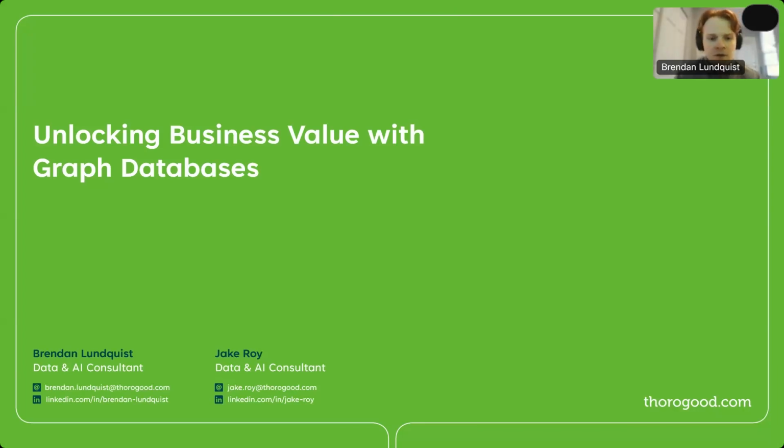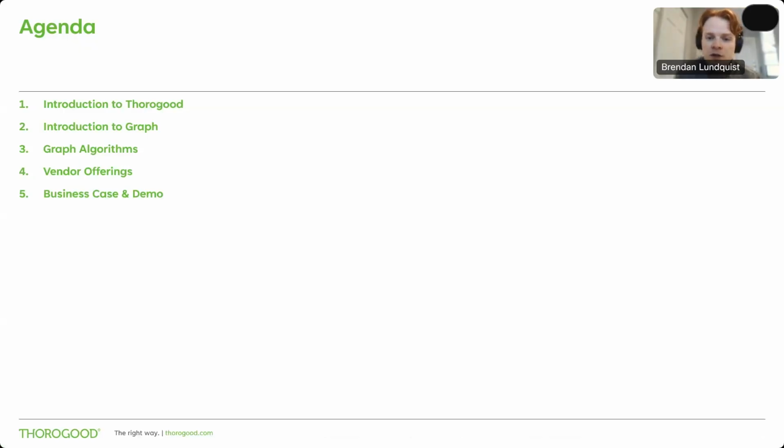So before we get started with the event today, let's just take a quick look at our agenda. We'll start off with a brief introduction at Thorogood for those that aren't familiar with us before getting right into an introduction of graph and graph databases. We'll start with some high-level concepts and ideas that come with graphical structures before diving into some of the graph algorithms that can be applied easily on top of graph data to really unlock some of that business value that's possible with graph data and the study of networks. Then to close us out, Jake will introduce a business case where we'll dive further into some of the concepts and technologies that we discussed during the earlier part of the session.